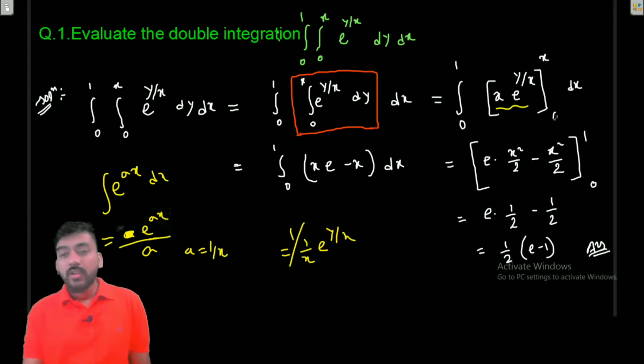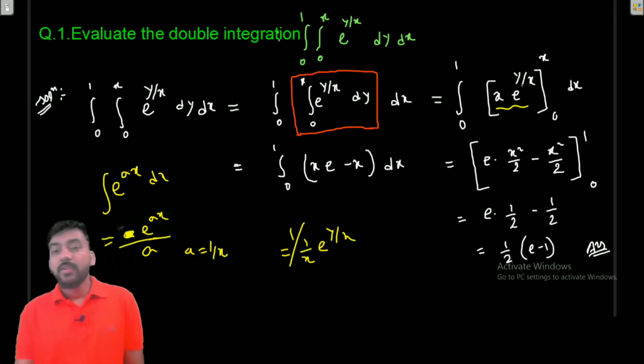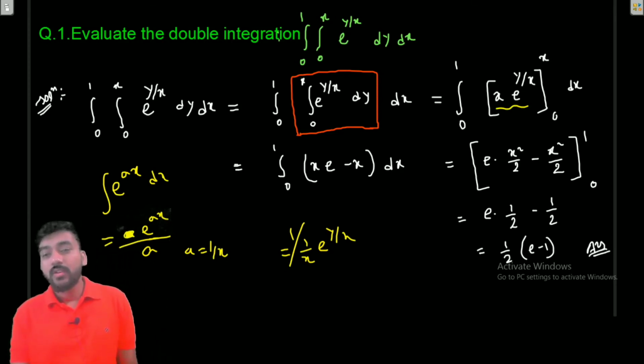Now you have to put the limit from 0 to x, but be careful: you have to put the limit in place of y, not in place of x, because the integration is with respect to y. So you have to put the limit only on y. The upper limit is x. If you put x here, then x and x will cancel out, so it will be e just. So the first term will be x e.